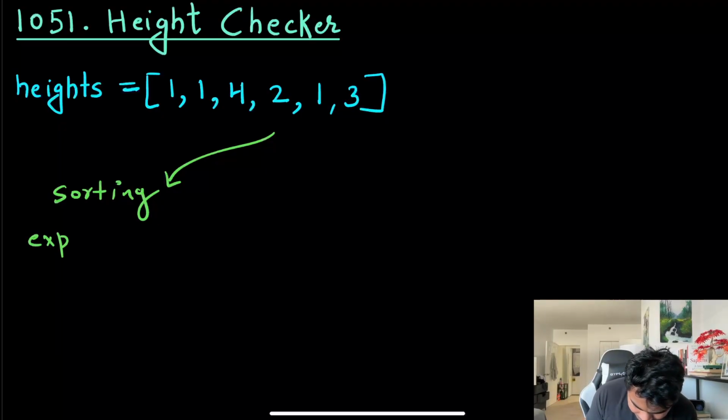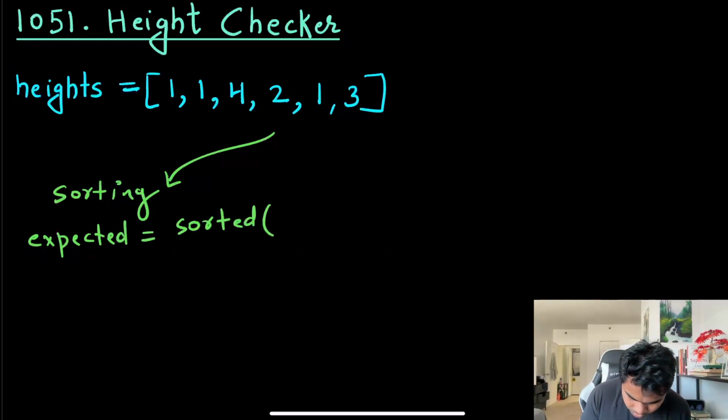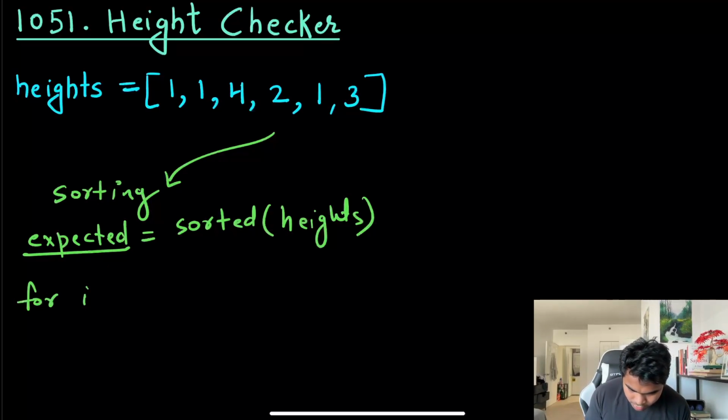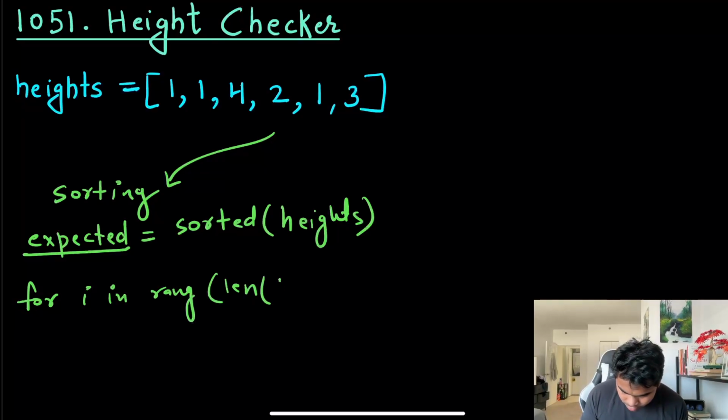So expected array would be sorted heights. The sorted function in Python will return a new array. It wouldn't sort the same thing in place. So right, sorted heights. This will give me the expected array, and then I can iterate over both of them. So for i in range len heights, then I will just see.